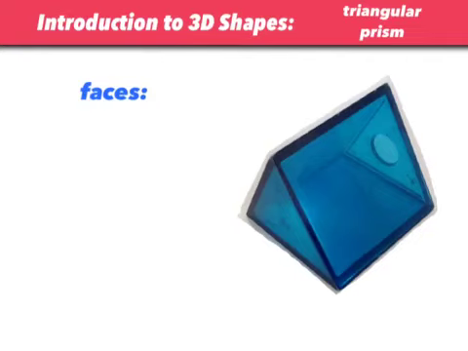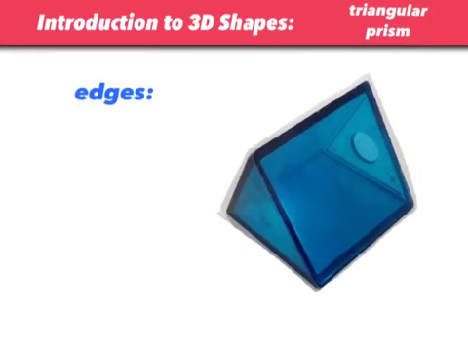Alright, so how did you go? Well, we've got one face on the end, that's the triangle, and we've got another one at the other end, so that's two triangles. And then if you look, you can see that there are three other faces that join the three sides of each of the triangles. So that's 3, 4, and the one underneath there makes 5. So a triangular prism has 5 faces.